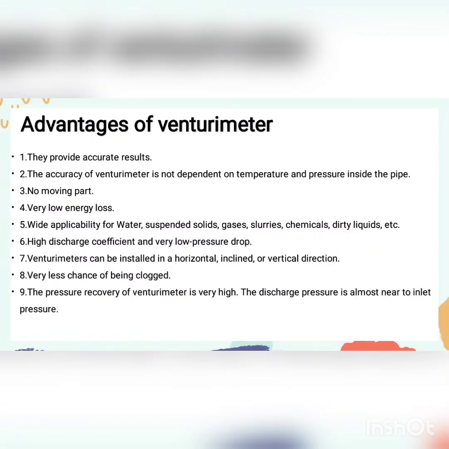Now coming to the advantages of Venturimeter. They provide accurate results. The accuracy of Venturimeter is not dependent on temperature and pressure inside the pipe. It has no moving parts, very low energy loss, wide applicability for water, suspended solids, gases, slurries, chemicals, dirty liquids, etc. High discharge coefficient and very low pressure drop. It can be installed in horizontal, inclined or vertical direction. It has very little chance of being clogged. The pressure recovery of Venturimeter is very high. The discharge pressure is almost near to inlet pressure.